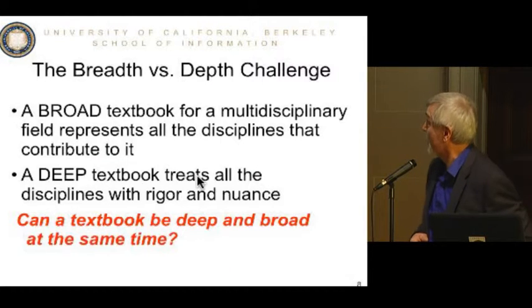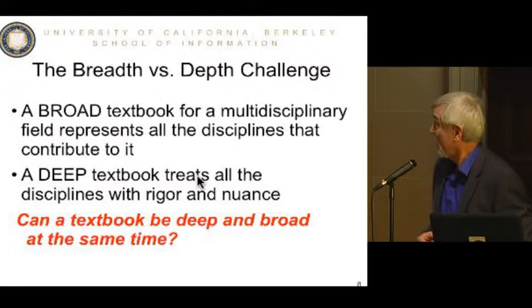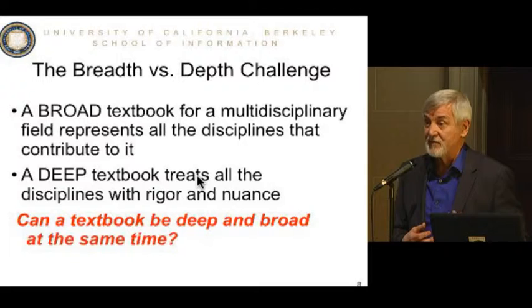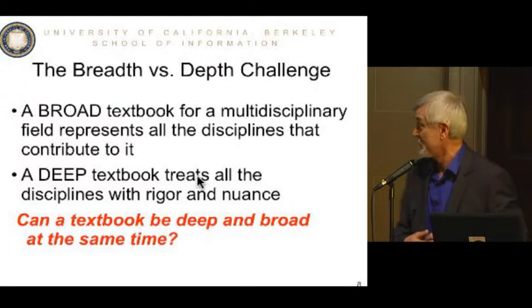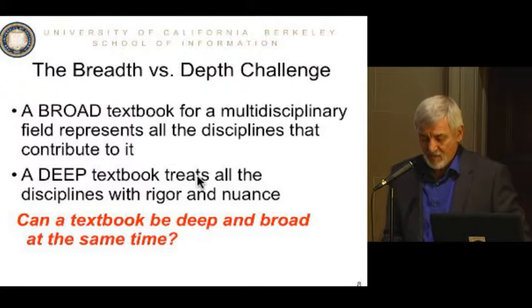breadth versus depth challenge, which is that how can a book be both broad enough to include all the disciplines that fit into this multidisciplinary thing, while treating all of them with enough respect and depth to be credible to people in those disciplines? You don't want to write a book which is a comic book that misses all the depth and nuance of the fields that presumably contribute to this new discipline. So how do you make a book broad and deep at the same time?